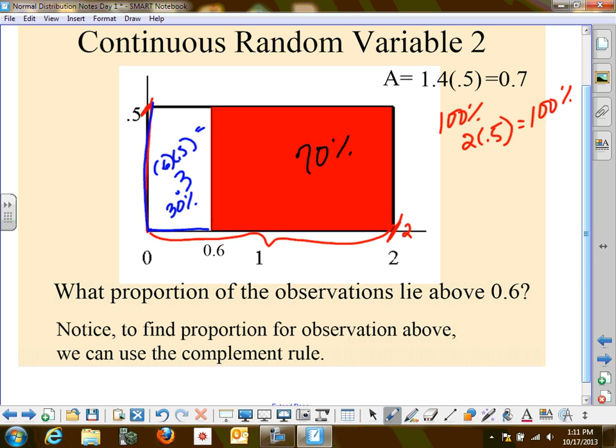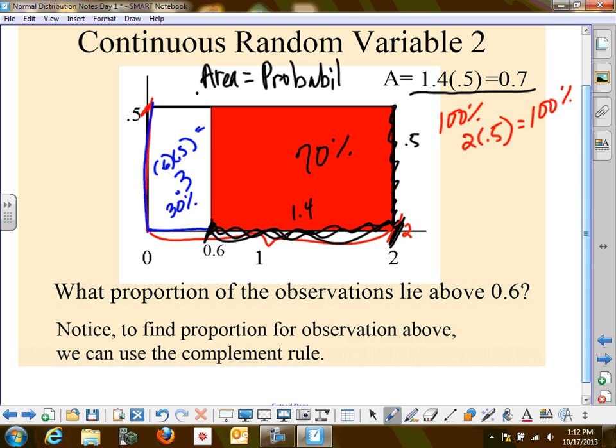Yes, because from 0.6 to 2 is a width of how much? So this section here is actually your 1.4 with a height of 0.5, and so therefore that's how you get your 1.4 times your 0.5, giving you 0.7. So there are 2 different ways, whether you are finding the white part and subtracting it from 100, or just straight out finding the red section. But at any rate, the area is equaling the probability of getting data in that section.